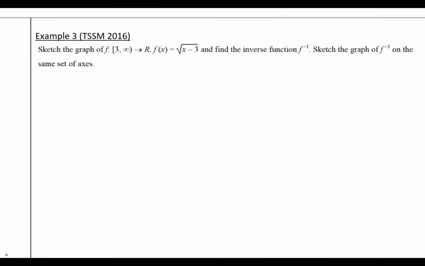This is a good time for you to pause the video and try this problem on your own. Now, we're going to make a slight adjustment. We're being asked first to sketch the graph of f, and this is the function of f.